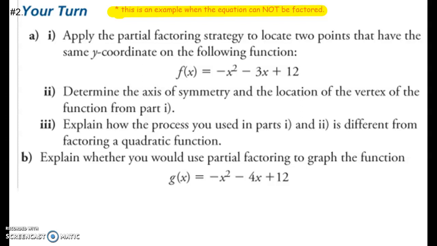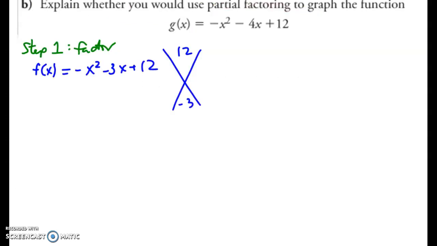This next one is an example of when the equation cannot be factored. We talked about this in class. When it turns out to be prime, we're going to use what's called partial factoring, and I'm going to show you the strategies here. So step 1, we write it down. We figure and figure, but it can't be factored. So when we can't factor it, we use what's called partial factoring.